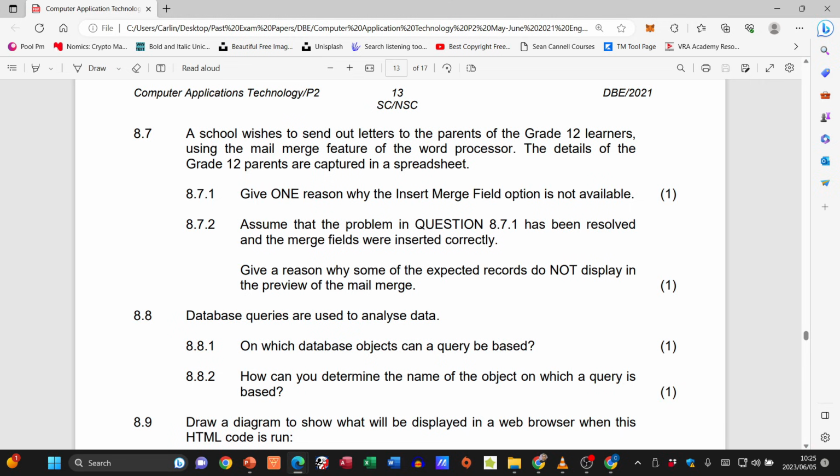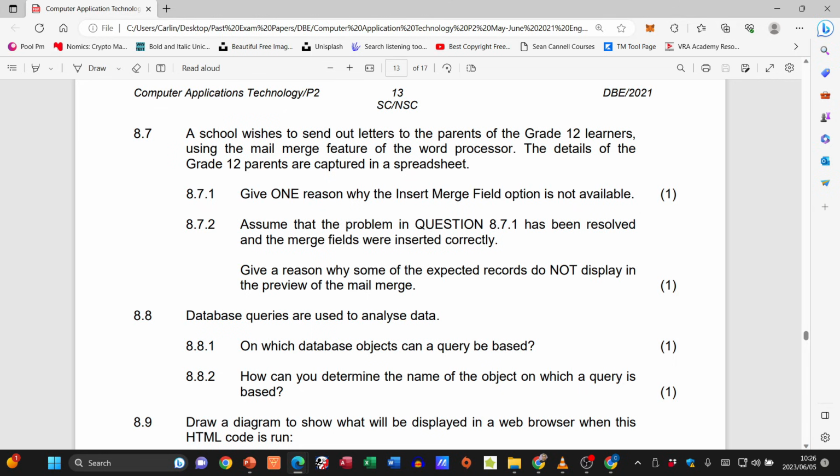Remember, we can only use insert merge field with these merge fields if the data source is correct. So if the data source is not correct, if we haven't linked it up correctly, then this is not going to work. When they say the option is not available, it doesn't mean that it's not there. It means that it's grayed out. So when it's grayed out, it means that we don't have a proper data source in place.